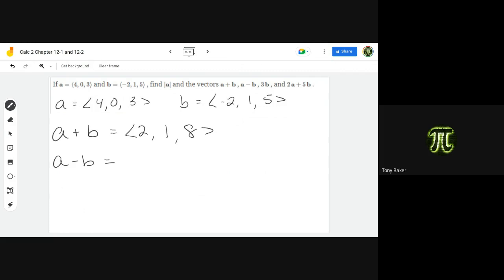Now, if you're doing subtraction, you can just do the subtraction, or you can multiply it by a -1 and do addition. It doesn't make a difference. In this case, let's just do the subtraction because I don't have any other numbers going with it. So 4 minus a -2, 6. 0 minus 1, -1. And 3 minus 5, -2. Make sure you do the correct order. Subtraction matters, otherwise your direction is going to be wrong.